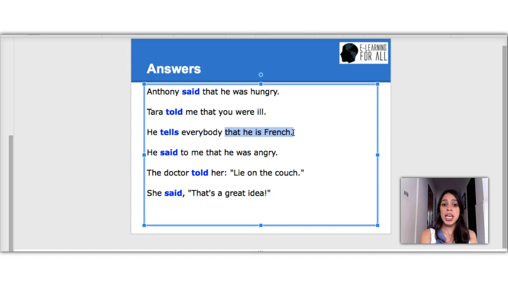He said to me that he was hungry. Why said to me? Because here we have the preposition to, right? And with the verb tell, we cannot use the preposition to. We cannot say tell to. Remember that? So say to me. Got it? Perfect. The doctor told her, lie on the couch.